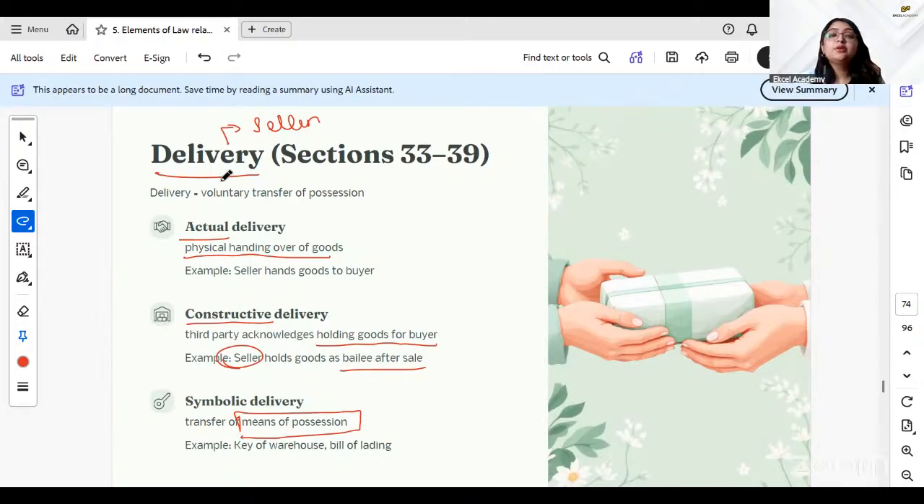So who is responsible for delivery? Seller. What is the buyer responsible for? Accepting goods and payment. Okay, and when we speak of delivery, what are the three types of delivery? We have actual, we have constructive, and we have symbolic delivery.